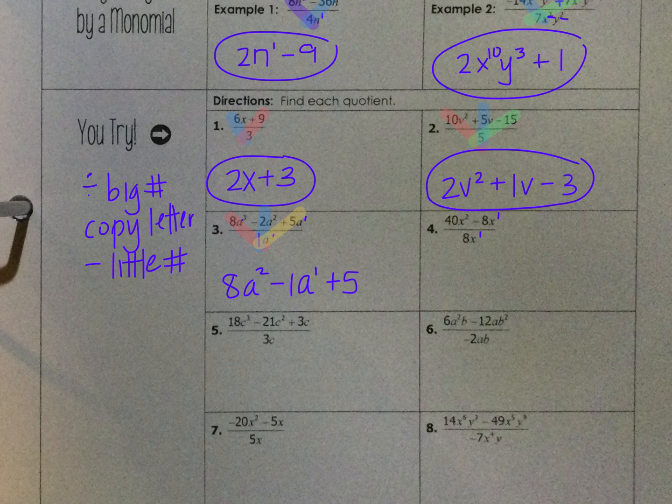All right, let's see. 40 divided by 8 is 5x. 2 minus 1 is 1. Negative 8 divided by 8 is negative 1. x to the 0, but when it's x to the 0, we don't even have to write it. So those are the answers for those 4. I would like for you to do 5 and 6 on your own, and then turn over to page 15.